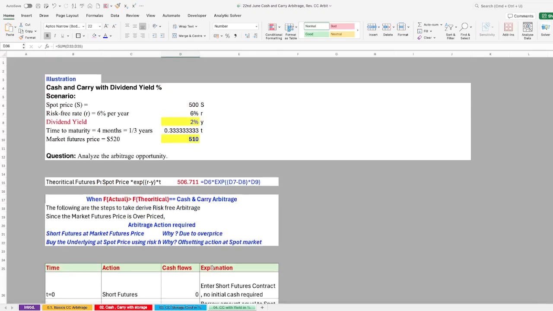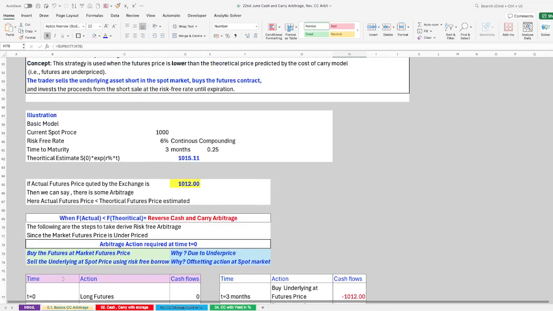So this is how we need to calculate cash and carry arbitrage and reverse cash and carry arbitrage. I have given a few illustrations and hope you enjoyed it.